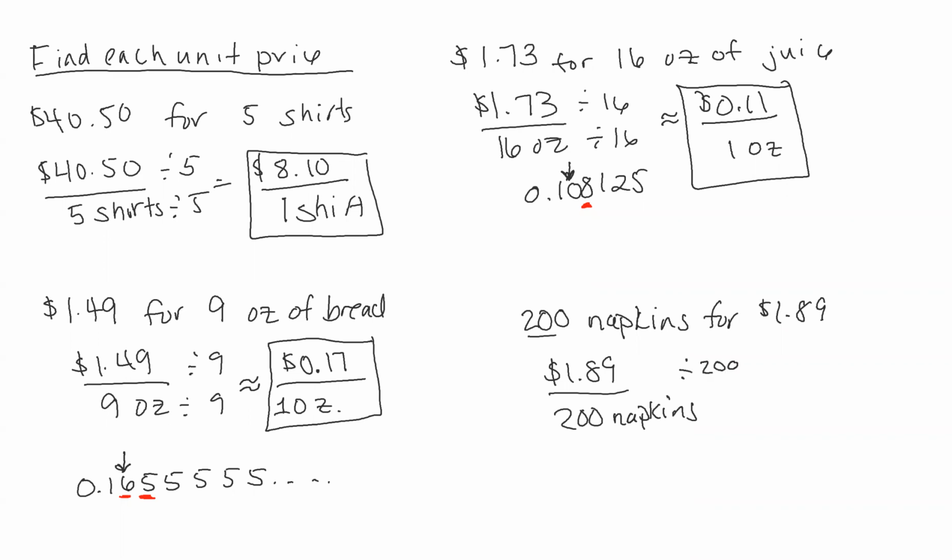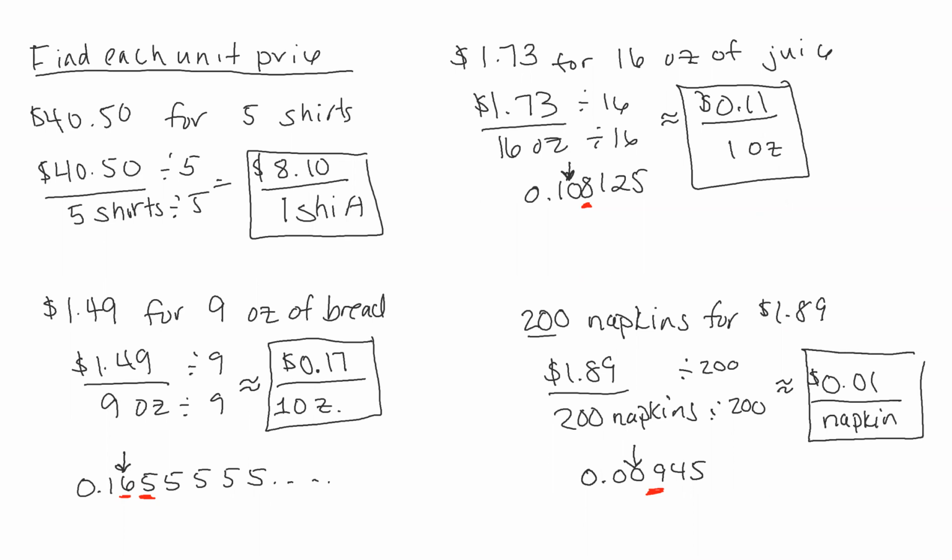All right, so we take both, divide it by 200. So let's see, $1.89 divided by 200, we get 0.00945. Now we're talking money. So we're interested in this second digit here. The digit to the right tells me to round up. So that tells me that these napkins are approximately 1 cent per napkin. They're actually less than that, but that's how it's going to round, approximately 1 penny per napkin. Okay, so that's unit price.